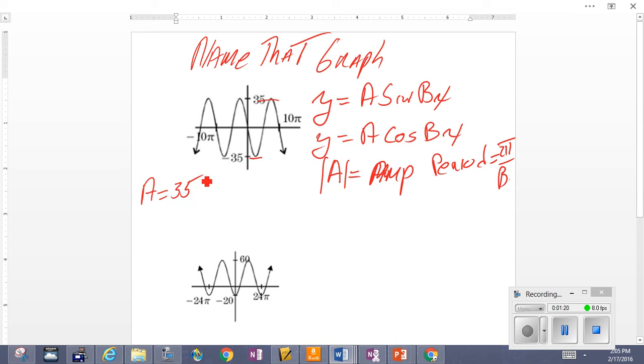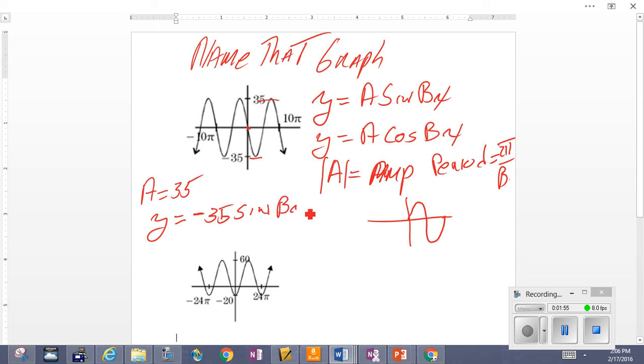Remember that the sine starts at the origin, whereas the cosine starts at its high point. Our sine typically starts on the upswing and then goes down. So this is a sine, but I think we're going to have a negative there as well. Thus far we have y equals negative 35 sine of bx.